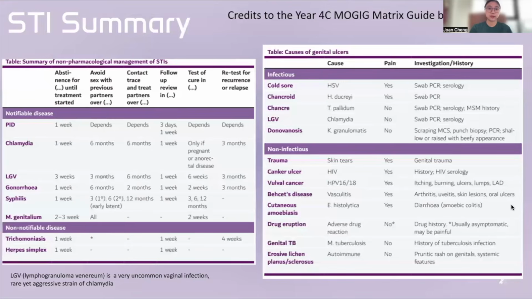So here's a nice summary for STIs. On the left, you have abstinence, avoiding sex with partners, contact tracing, follow-up reviews, tests of cure, and tests of reinfection. And on the right, you've got your causes of genital ulcers, and the credits are to the Year 4C MOGIG Matrix Guide made by William King last year.